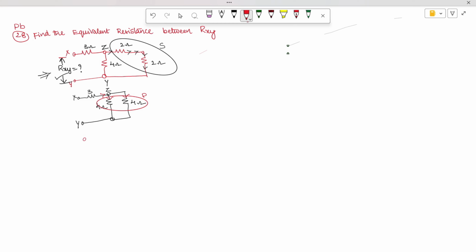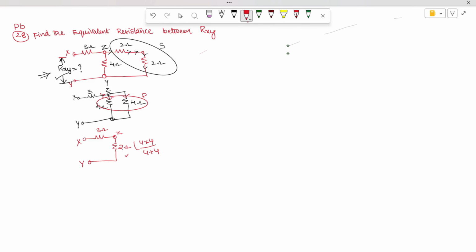So therefore, we are going to get a single resistor between Z as well as Y. So this is X, this is Y. The value of this resistor is 2 ohms. 2 and 2 are connected in parallel, so the ultimate is 2 ohm. The formula behind this is product of resistances divided by sum of resistances.